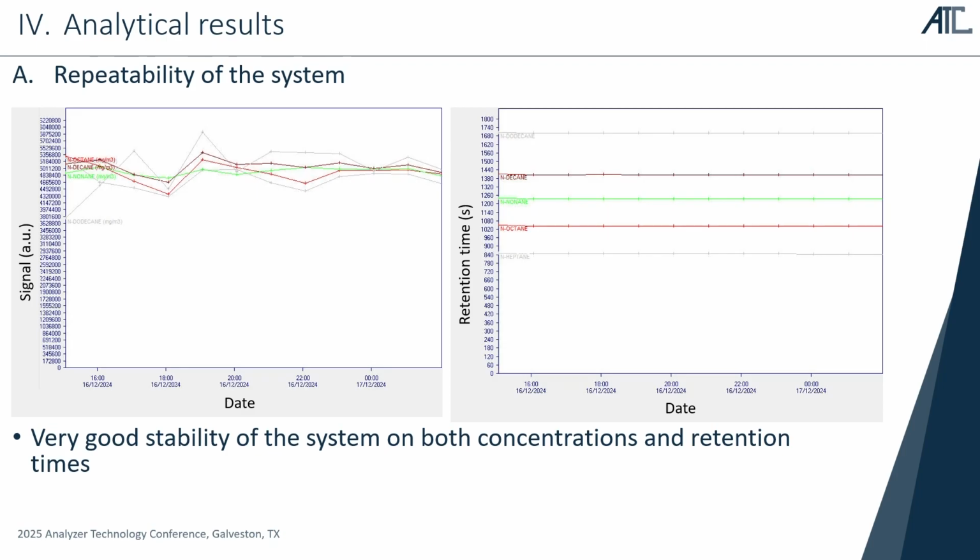Also here we see a 12-hour repeatability on the system. On the left, it's the signal in peak area, so without any calibration curve, we can see the repeatability over time. And on the right, it's about the retention time of the targeted compounds from the liquid standard. We can see they are quite stable, which is very important to ensure a more accurate and good identification.